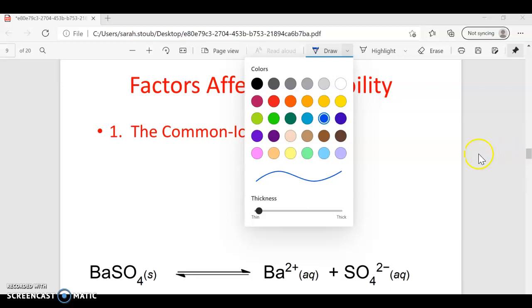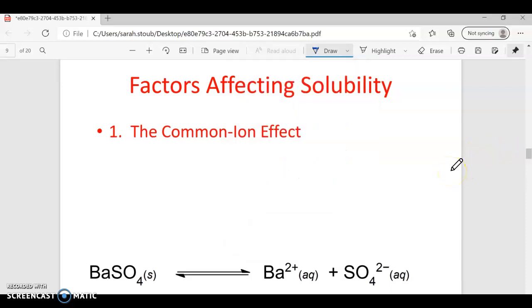Hi there, this video is going to talk about the effects of solubility, or how we can change solubility. The first one is the common ion effect. This one is using Le Chatelier's principle to change how much is actually dissolved.